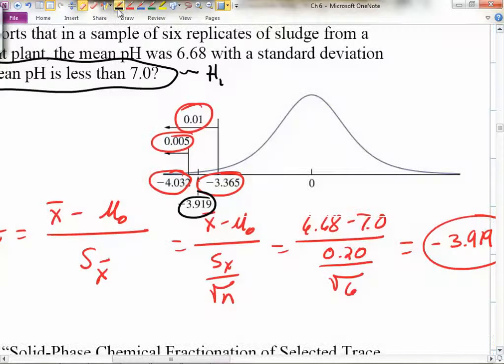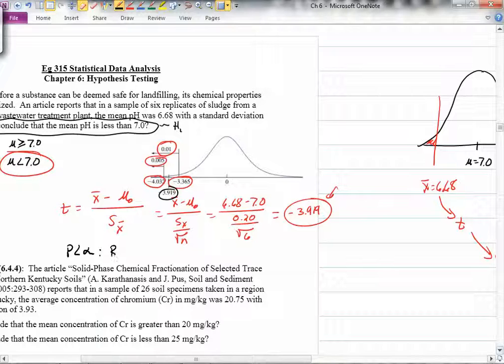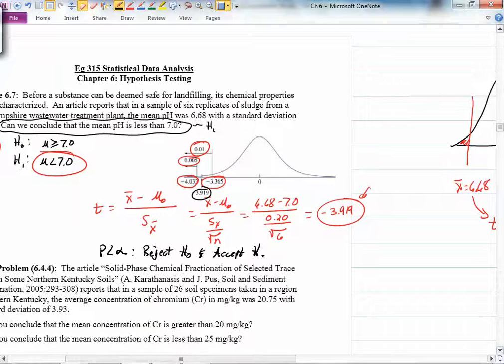Again, the ones I circled in red are the ones we can find in our book that correspond to 1% and 0.5%, and we're somewhere in the middle. So our p-value is between 0.5 and 1%, which means we compare that to our hurdle value alpha, which is 5%. In this case, p is less than alpha, so we would reject h0 and accept h1. And so that would say the pH is less than 7.0.